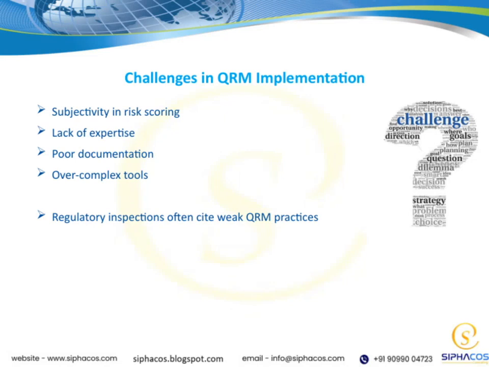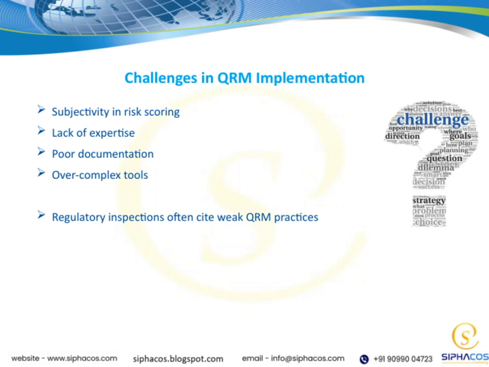Let's take a moment to discuss some of the common challenges we face when implementing QRM. One key issue is the subjectivity in risk scoring. This means that risk assessments can sometimes vary significantly depending on who is doing them, which can impact consistency and reliability. Another challenge is the lack of expertise. Without the right knowledge and training, it becomes difficult to apply QRM principles effectively, leading to gaps in our risk management processes.